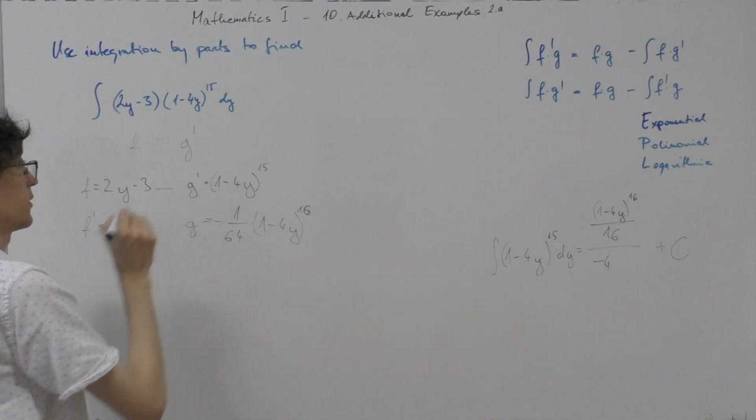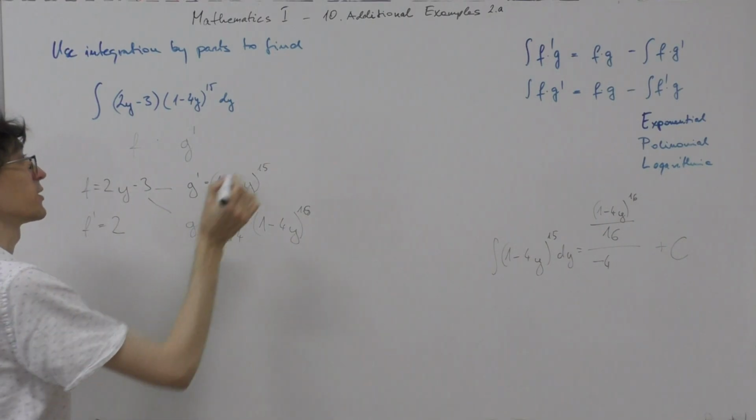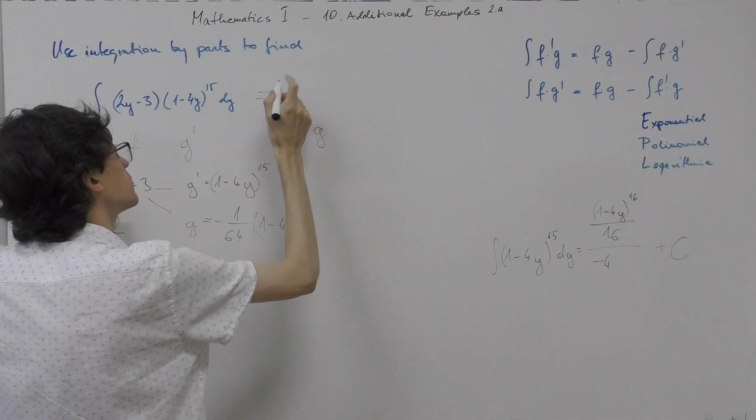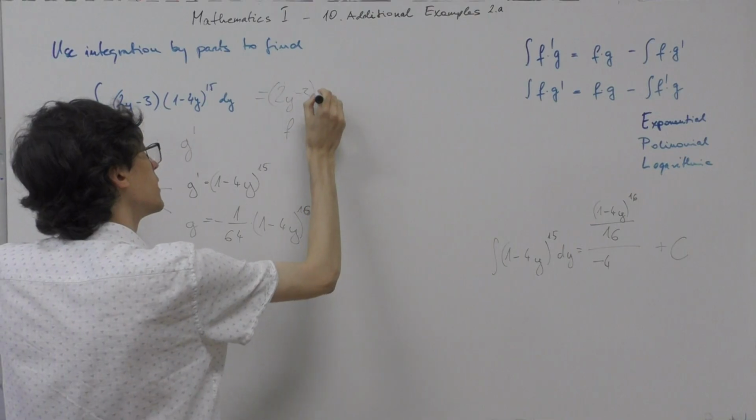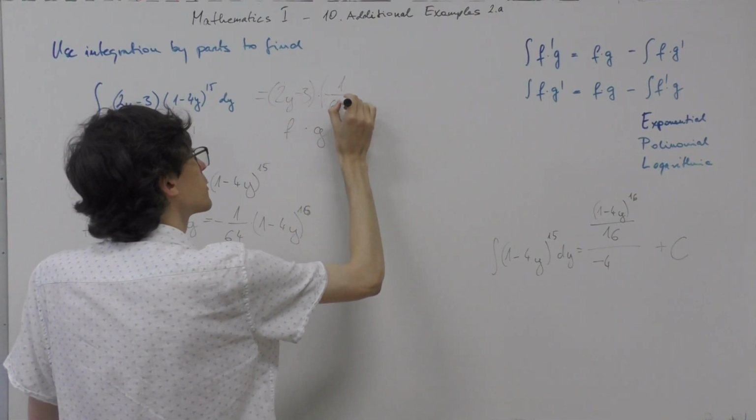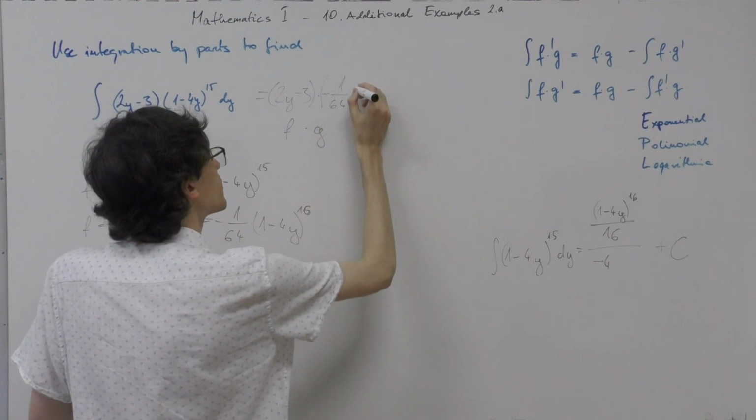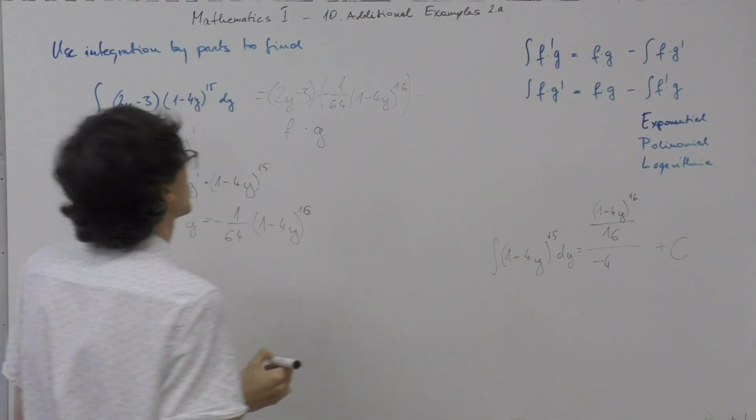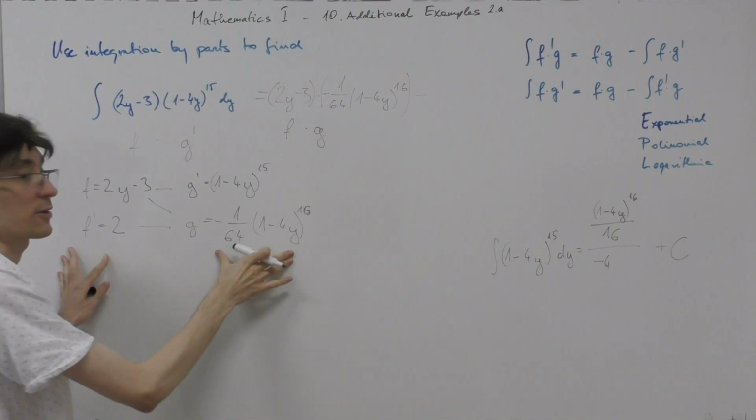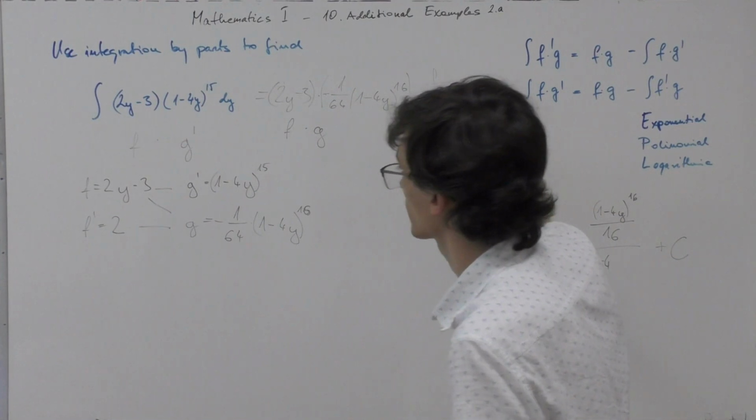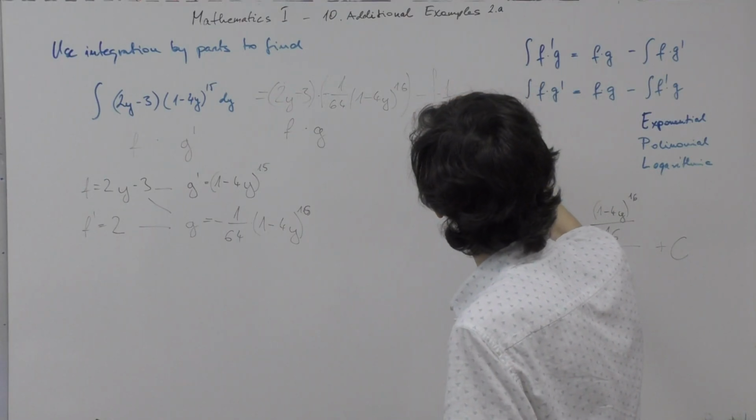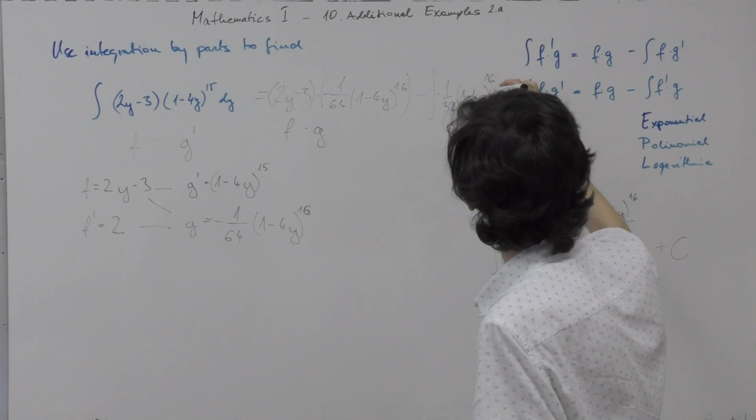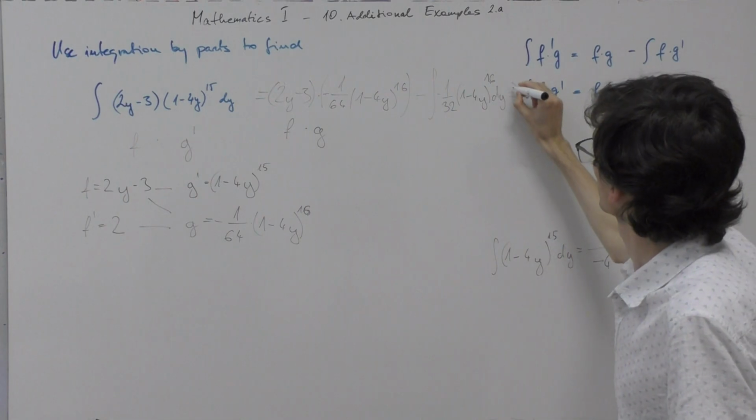And now we have this product here, so let's take this product f times g, that being 2y minus 3 times negative 1 over 64 times 1 minus 4y to the 16th power, and let's subtract the primitive function of the product of these two, which will be the integral of negative 1 over 32 times 1 minus 4y to the 16th power dy. And I ran out of space, so let's just continue.